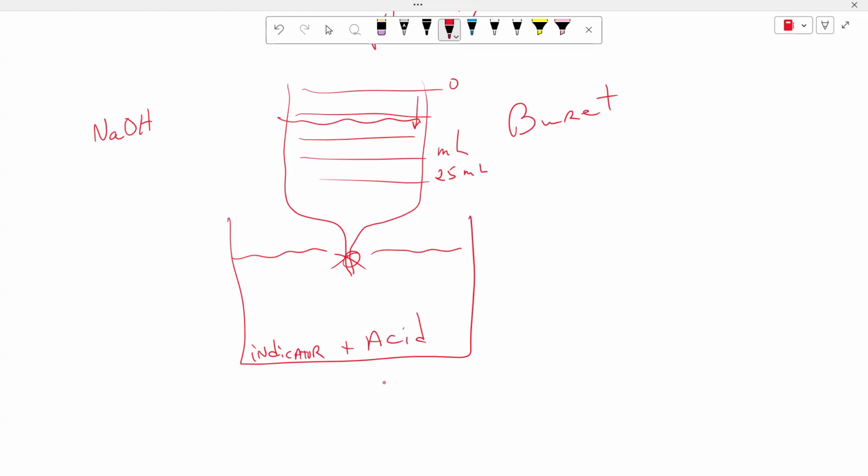That's the indicator. Okay, so we have a volume of base, and we know we need to calculate the concentration of the base. Because remember, there are 4 parts to this: base, concentration, and volume, acid, concentration, and volume. So there's 4 parts. You're gonna know 3, and then you calculate the 4th one.